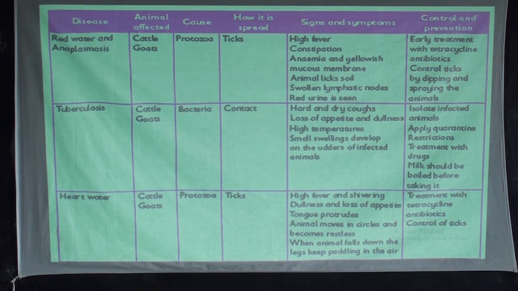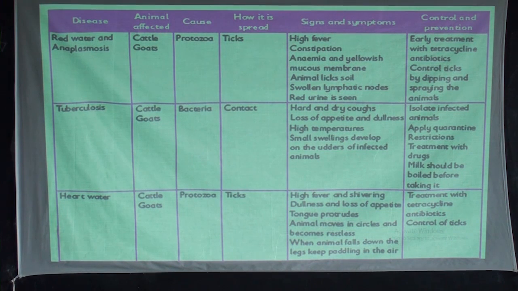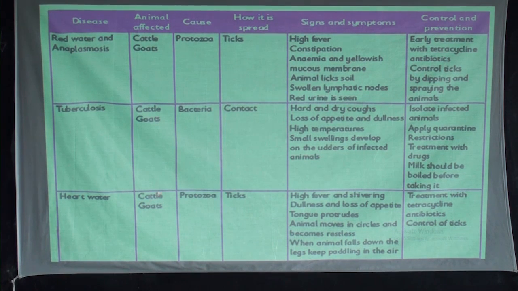And then we can move to the next disease, that is heartwater. Yes, heartwater affects both goats and cattle, as you can see. And then it is caused by protozoa. Yes. We check on the spread, and we said they are spread by ticks. So since they are spread by ticks, and ticks are parasites, this qualifies heartwater to be a parasitic disease. Yes.